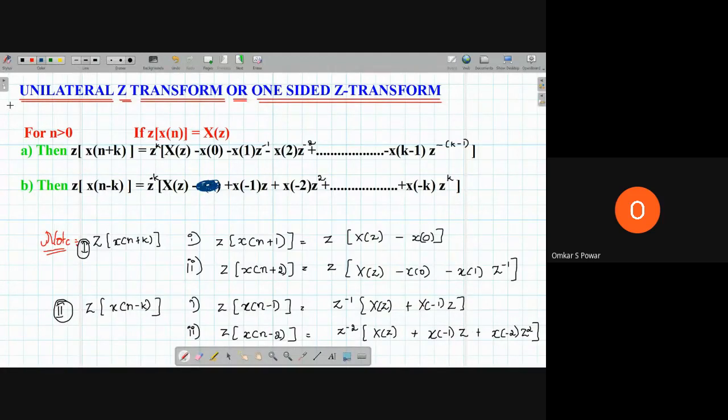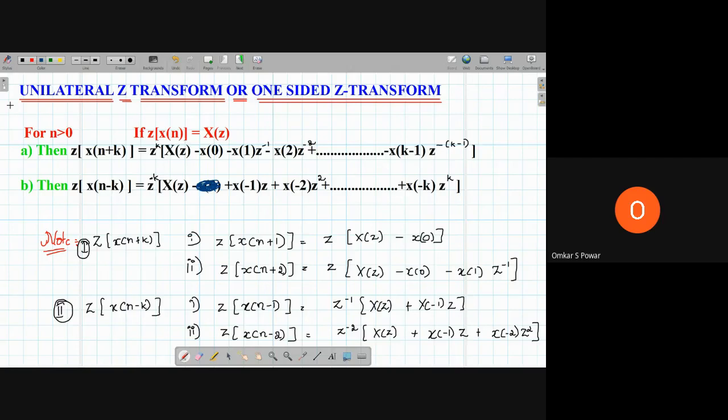Hello everyone. So we are in our last class of signals and system. So we are in the last module and the last topic of Z transform. So the last topic which I'm discussing for this class is unilateral Z transform or one-sided Z transform.